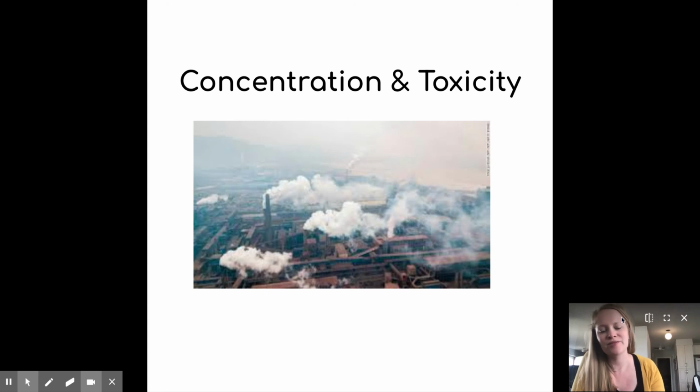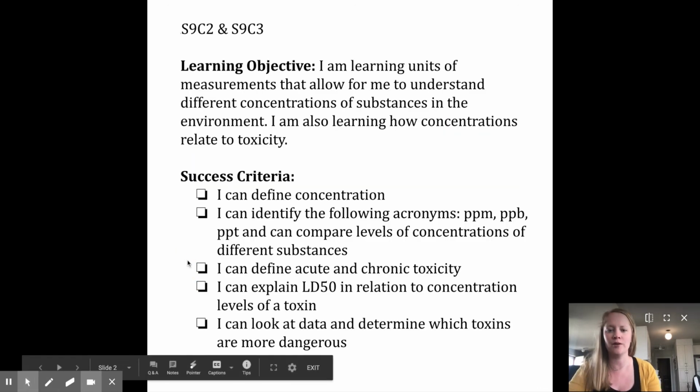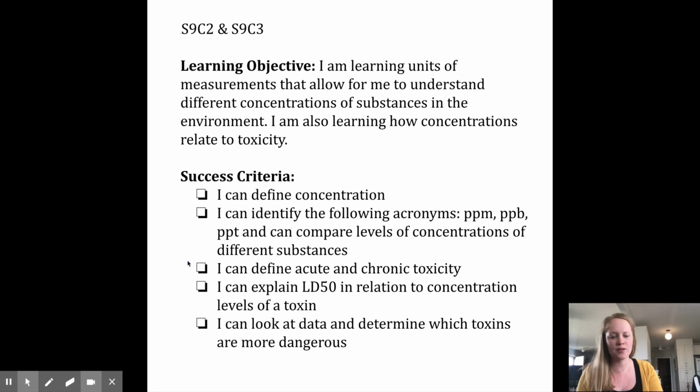Hi, grade nines. So today we are going to talk about concentration and toxicity and how that relates to impacts on our environment, and even how it connects to acids and bases from the last concept that you learned. So, looking at your learning outcome, you're going to learn units of measurement that allow you to understand the different concentrations of substances in the environment. And you're also going to learn how concentrations relate to toxicity.